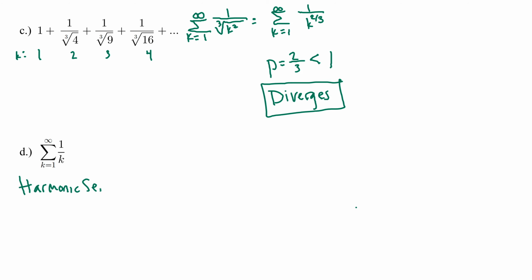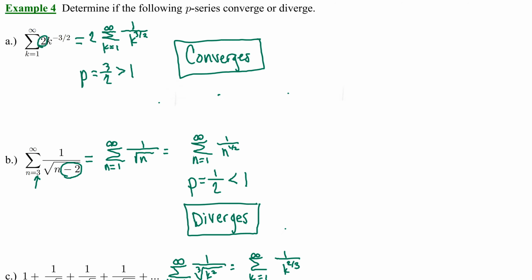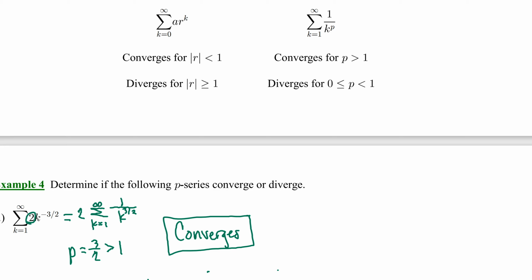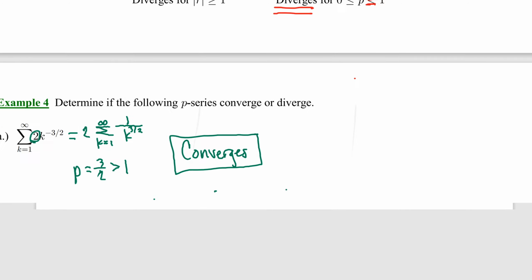Now, we already know that the harmonic series diverges. We proved that with the integral test. But we could also see this as a P series. Now, if we come back up here and look at the details of the P series, notice, oh, glad we came back up here to look. This should say less than or equal to 1. If the power is equal to 1, then the conclusion is that the series diverges.